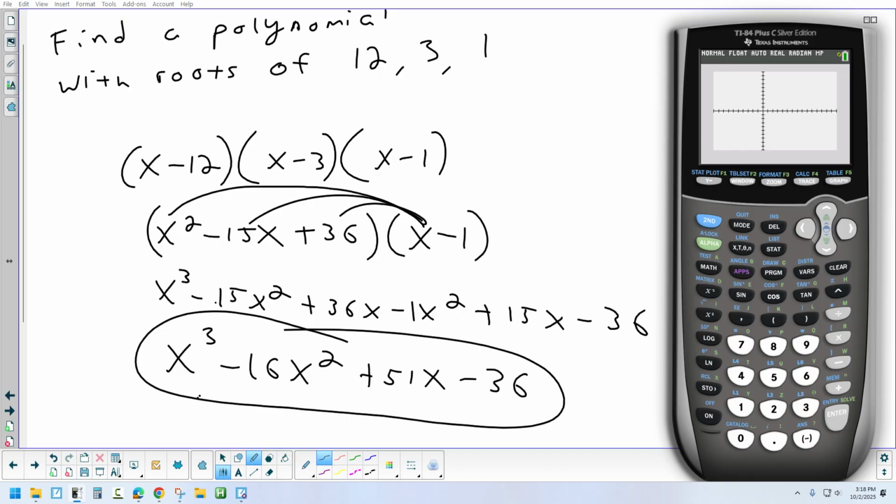Well, there's 1. There's 3. 12 should be perfect. Okay, so that works.